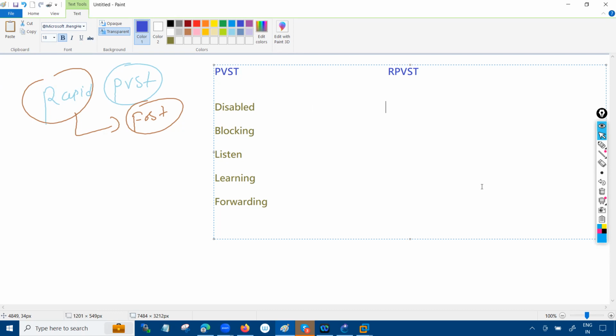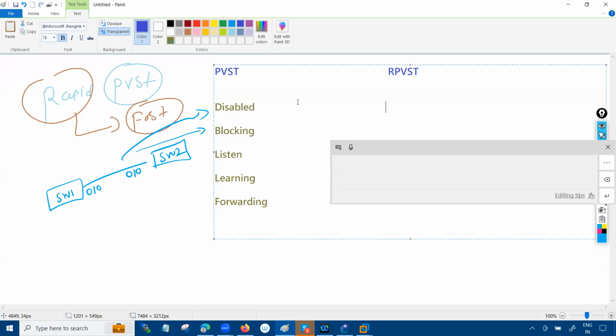Let me recap this part. Right now we have switch 1 and switch 2. As I mentioned, on all the switch port interfaces, my spanning tree protocol is enabled, right? If the interface is down, it's in a disabled state. When I bring this interface up, my interface will move into the blocking state, just for a millisecond. So understand this concept.